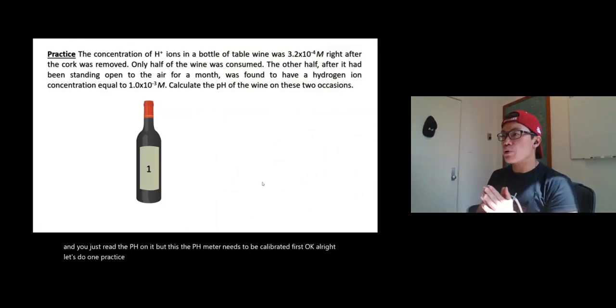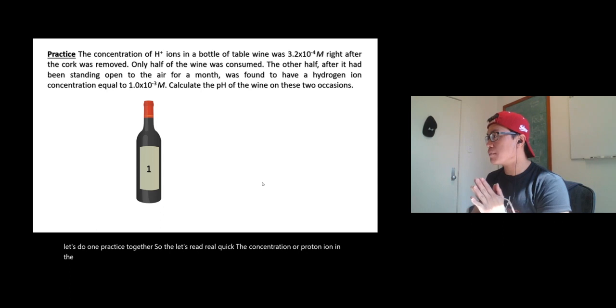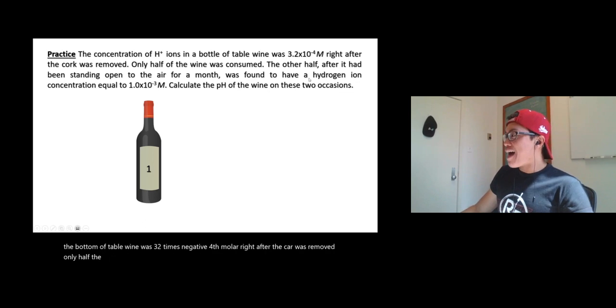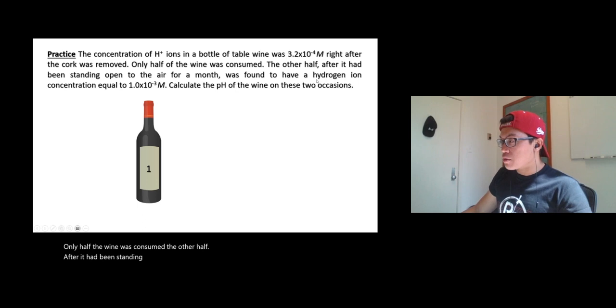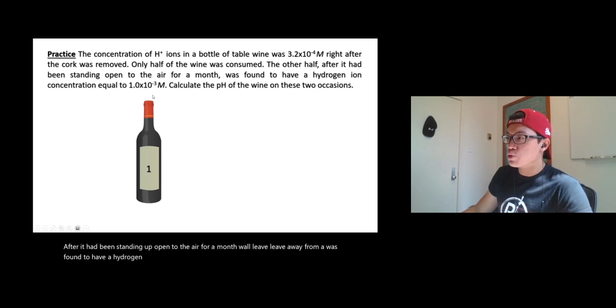Let's read it real quick. The concentration of proton ion in the bottle of table wine was 3.2 times 10 to the negative 4 molar right after the cork was removed. Only half of the wine was consumed. The other half, after it had been standing open to the air for a month, was found to have a hydrogen ion concentration equal to 10 to the negative third molar, so a little bit more acidic there. Calculate the pH of the wine on the 2 occasions.